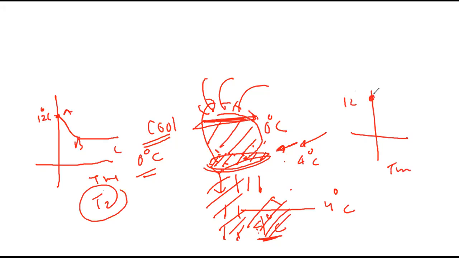It will remain for some time till it becomes 4. Suppose this took 10 seconds, so for 10 seconds it will stay at 12, and then fall downward till 0 and become constant. I hope you followed both the graphs. Yes, sir. Okay, the writing part I will send.